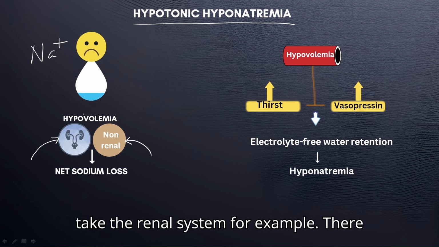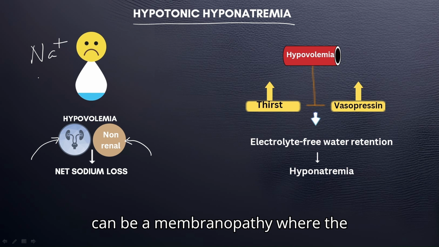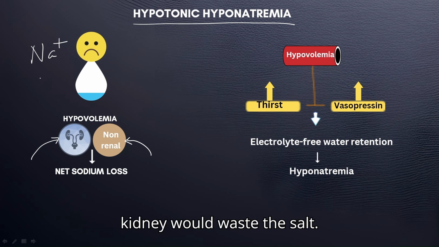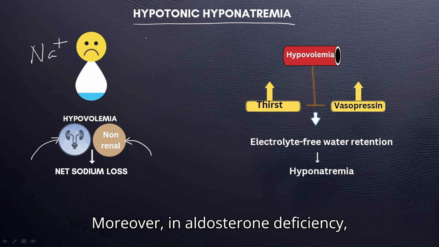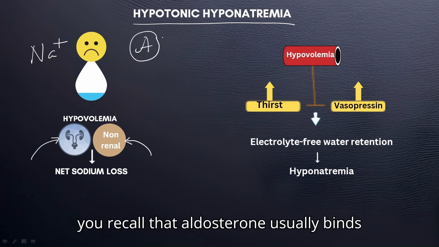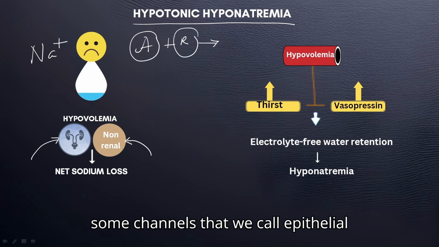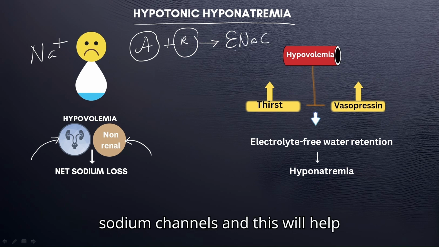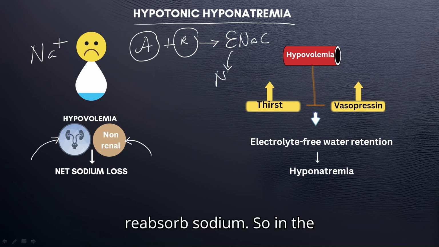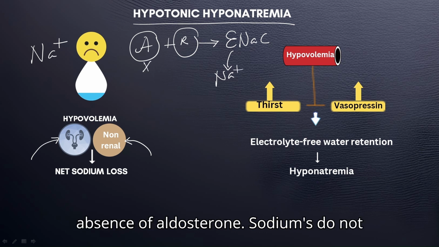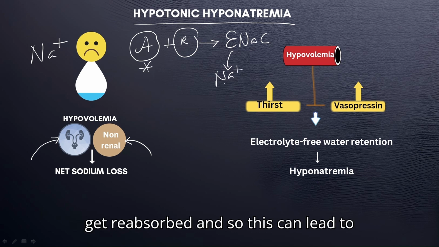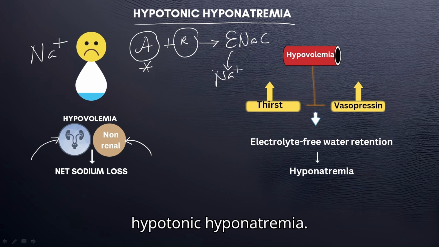either through the renal system or a non-renal route. So let's take the renal system. For example, there can be a membranopathy where the kidney would waste the salt. Moreover, in aldosterone deficiency, you recall that aldosterone usually binds to a receptor and activates channels we call epithelial sodium channels, and this will help reabsorb sodium. So in the absence of aldosterone, sodium does not get reabsorbed, and this can lead to a hypotonic hyponatremia.